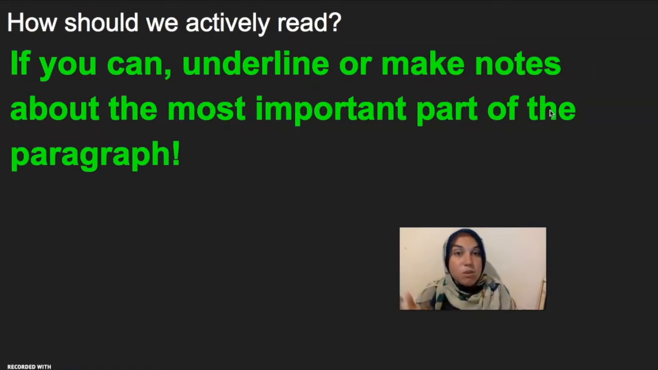If you can, and I know it's hard with a computer screen, but we do this in class, if you can, you need to underline or make notes about the most important part of the paragraph, okay? So you're using your pen or pencil and you're always actively circling or underlining or writing question marks, okay? That is called annotating, and it's the best way to actively read to show your mind and your teacher that you are engaged in what you are doing, okay?